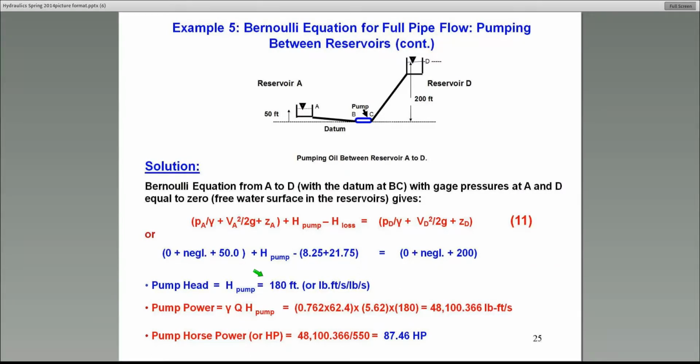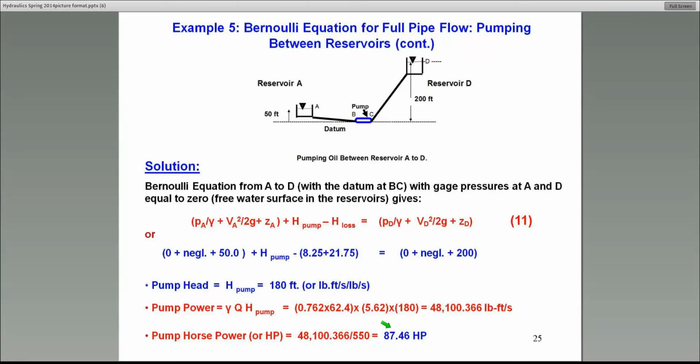In order to convert that to horsepower, by the way, this is an oil. Here's the computation. Gamma of oil is specific gravity times 62.4 times Q times H. There's your power that is needed in order to make this fluid delivered from A to D. In terms of horsepower, it's 87.46. Now, they'll always throw in an efficiency term sometimes. They'll say the pump is 80% efficient. What should be the horsepower of the pump?